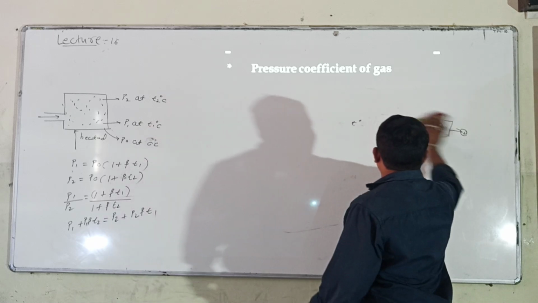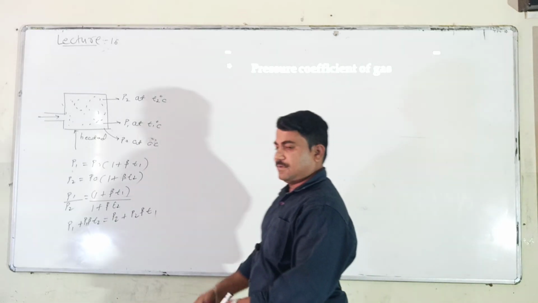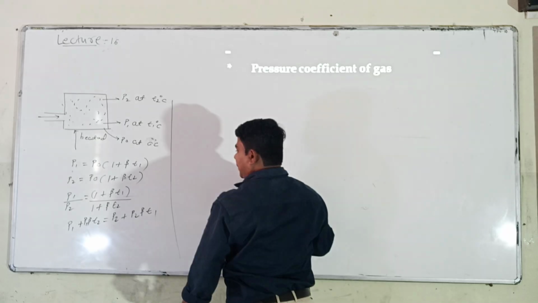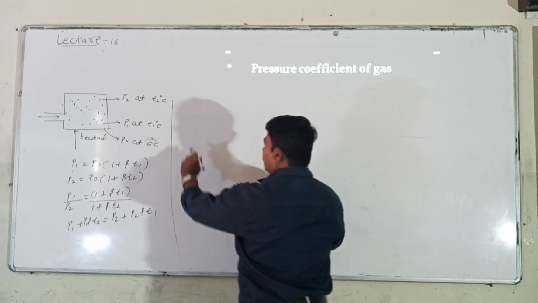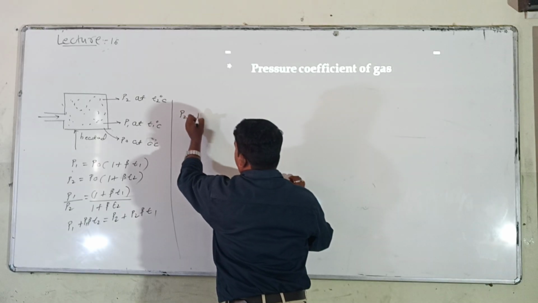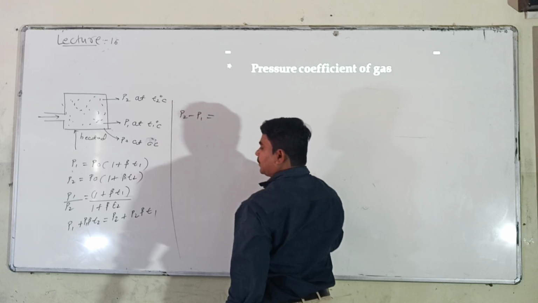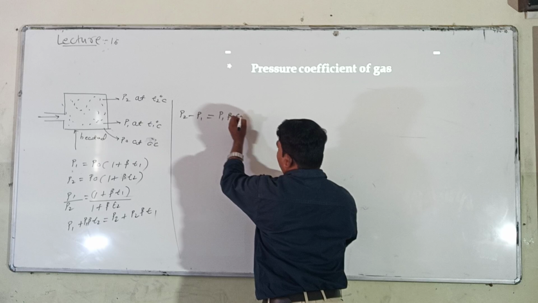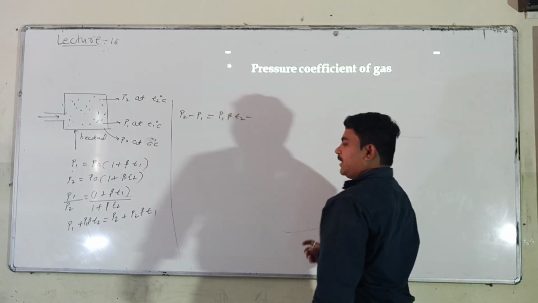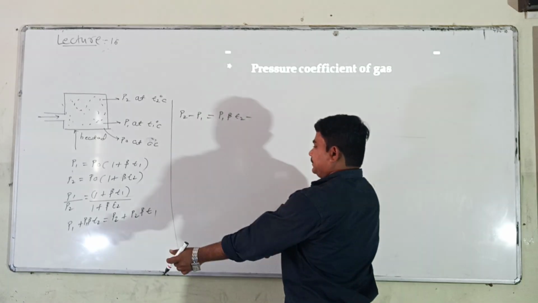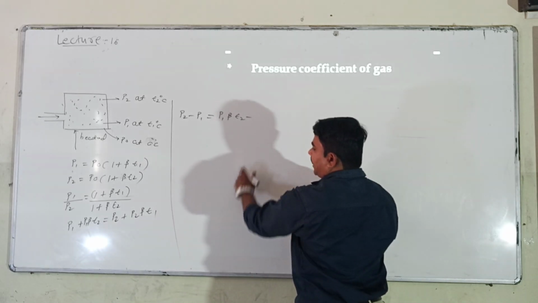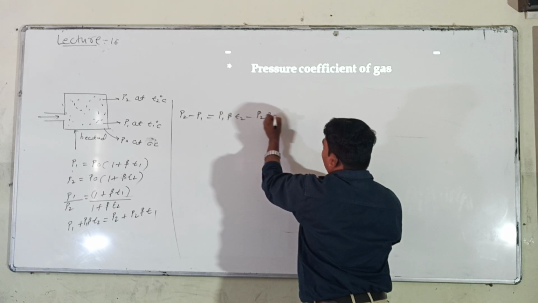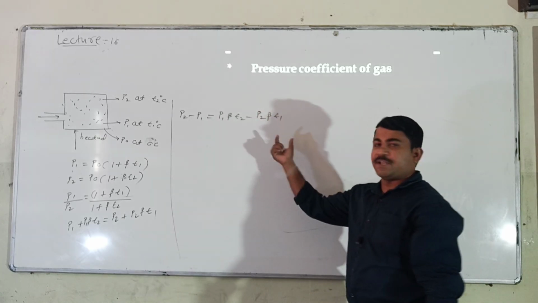Final pressure minus initial pressure. See here, how to write this? P2 minus P1, I am taking P2 minus P1. P2 minus P1 is equal to P1 beta into T2 minus P2 beta into T1. Here the common factor is beta.